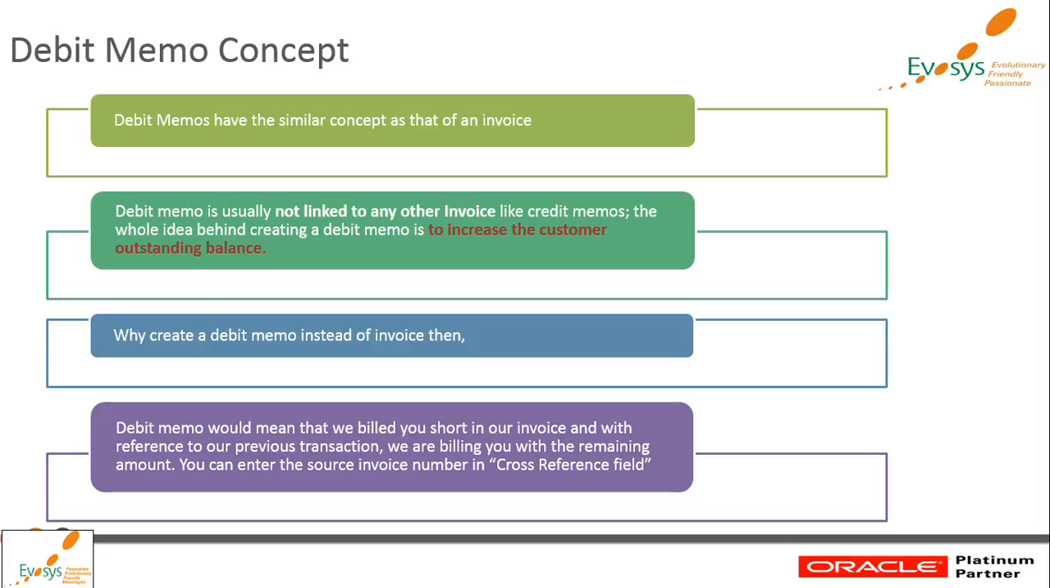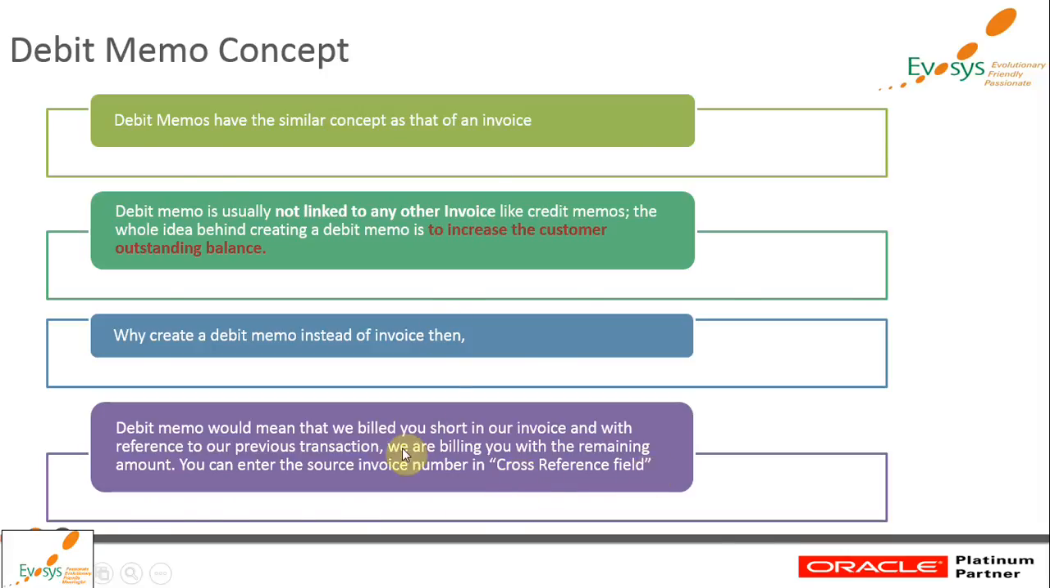Say you have billed your customer short on a particular invoice transaction with regard to quantity, or there has been a retrospective change in price against a particular invoice, or you need to charge interest to your customer on a particular invoice billing transaction which is overdue. Such cases will require the creation of a debit memo, and you can also refer your debit memo to a particular invoice billing transaction using the cross-reference field.